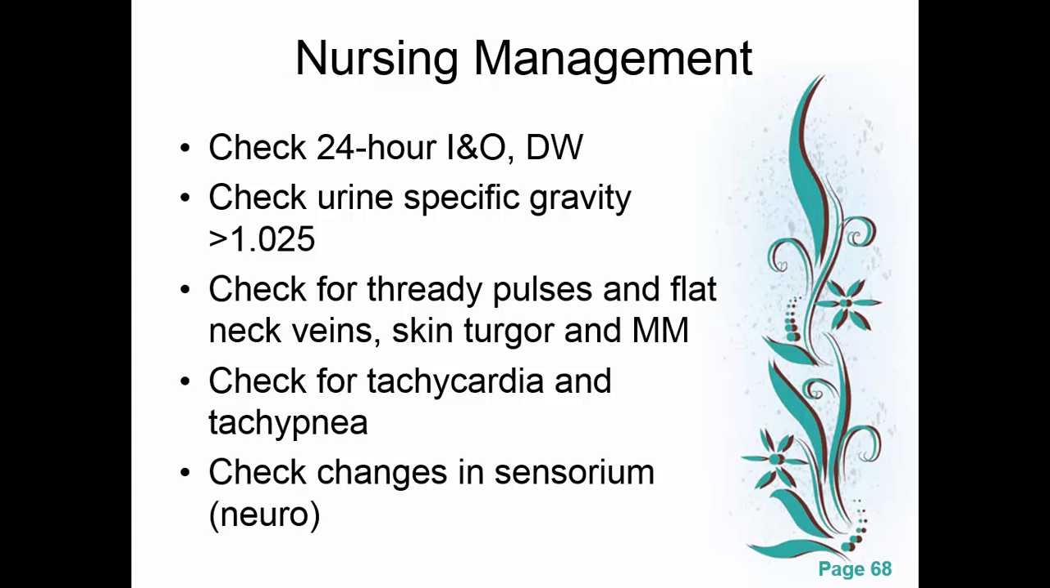Nursing management. Check 24-hour intake and output, daily weights. Urine specific gravity is usually greater than 1.025, so it's a lot more concentrated. Check for thready pulses, flat neck veins, skin turgor, and mucous membranes. Also assess for tachycardia, tachypnea, and check for changes in sensorium, which is neuro changes.